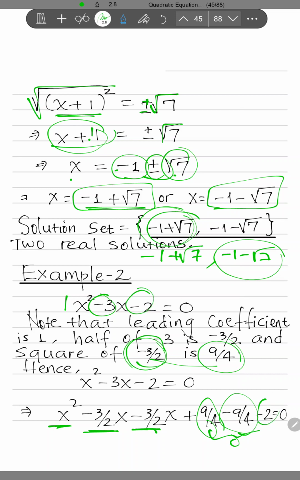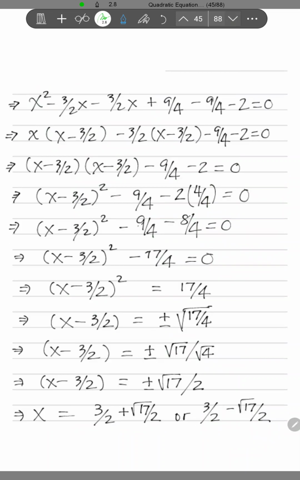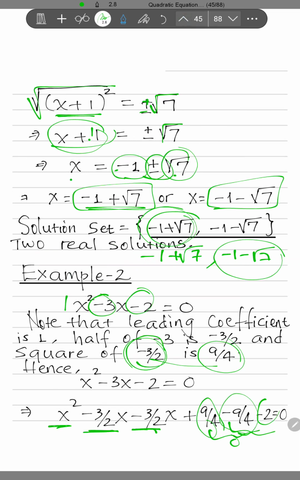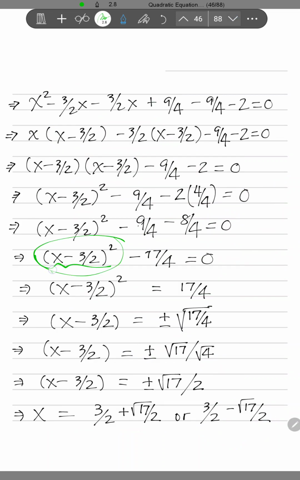That's it. So this is x minus 3 over 2 the whole square, is equal to what we have here. It looks very long, but doesn't matter. The whole thing is that x minus 3 over 2 the whole square minus 17 over 4, which is, where is 17 over 4? This one here, minus 9 over 4 minus 2, whatever. This is it.